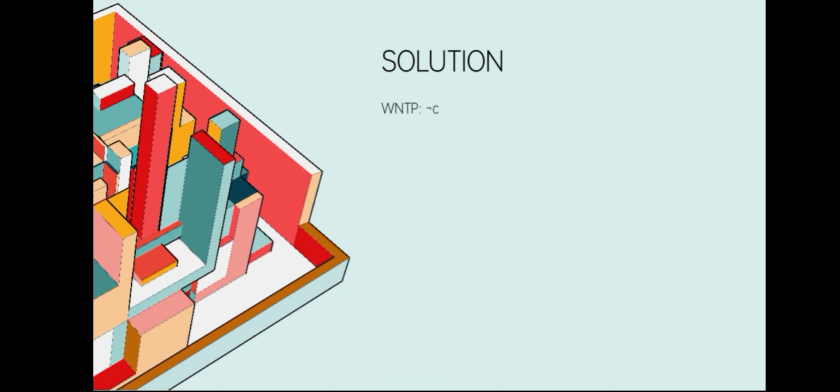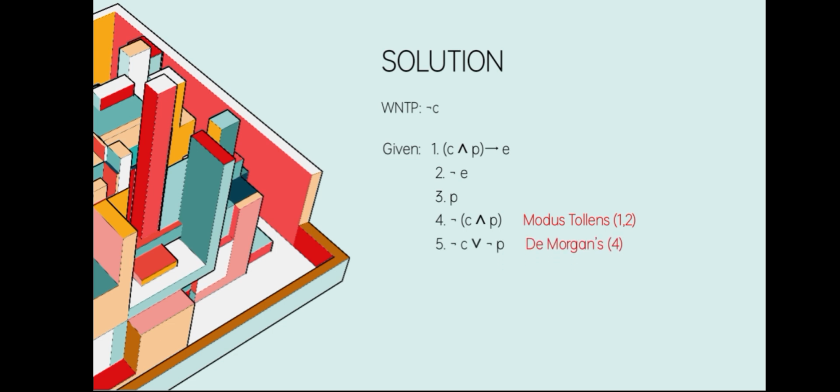Again, what we need to prove is negation of C. And here are the givens. For step 4, we have negation of quantity C conjunction P. We use modus tollens to prove it, of 1 and 2. And for step 5, negation of C disjunction negation of P, we use De Morgan's rule on number 4.